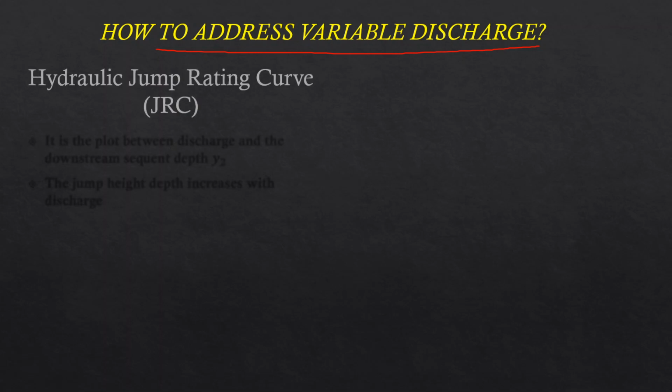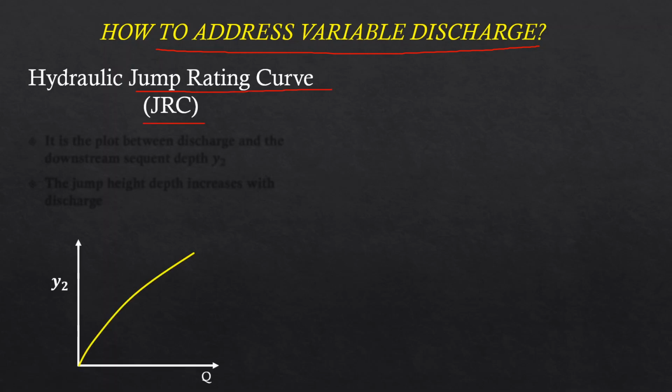One is called the hydraulic jump rating curve. We can call it jump rating curve or JRC. It will look something like this. So it is a plot between discharge and the downstream sequent depth Y2. That is, when Q increases, the corresponding downstream sequent depth required for formation of the jump also increases.